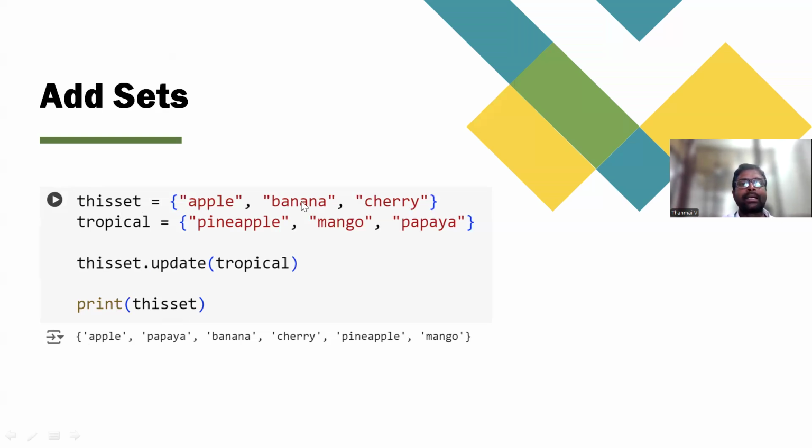Now you can see the new set. Previously this set contained apple, banana, and cherry. After this update, this set is updated as apple, banana, cherry, and the elements in the tropical set are also added. You can see papaya, mango, and pineapple. So like that, you can add a new element into the set by using the dot add command, or you can add multiple elements available in some other set into the current set by using the dot update command. So you can add new elements individually, or from another set.